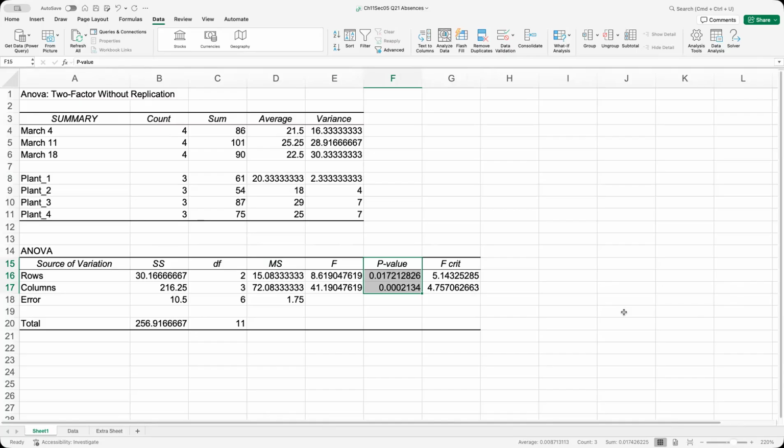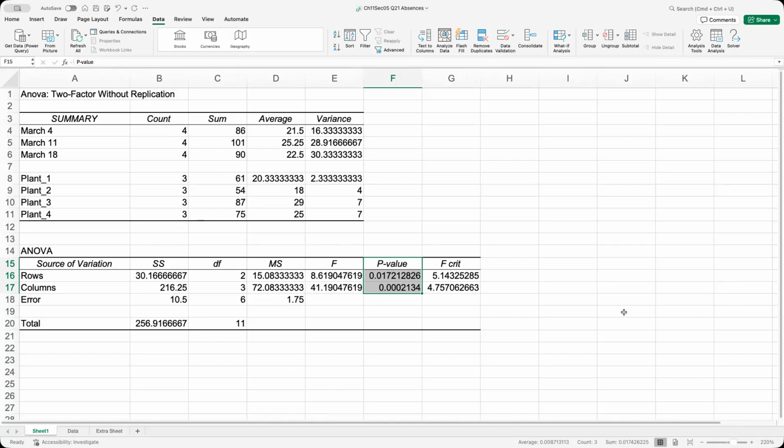So now let's answer the question they were asking. Does this evidence demonstrate a difference in treatment means? That's a yes/no question. What's my answer? Yes. Since I rejected both null hypotheses, both which plant I'm at and what date it was at, there's a difference both ways.